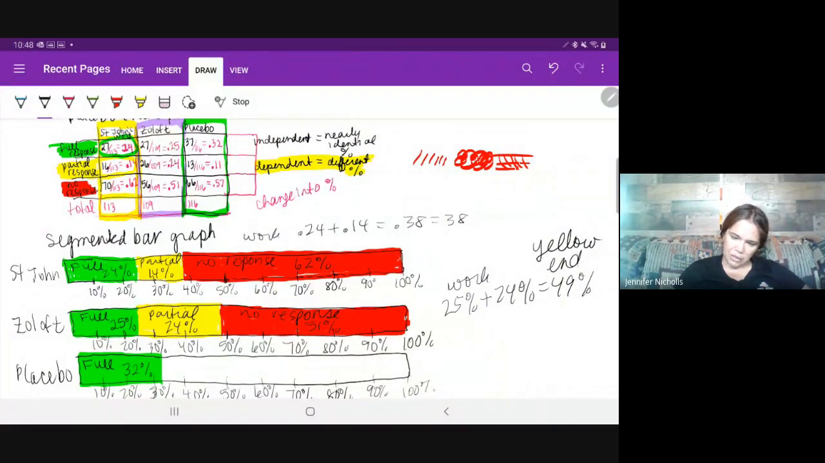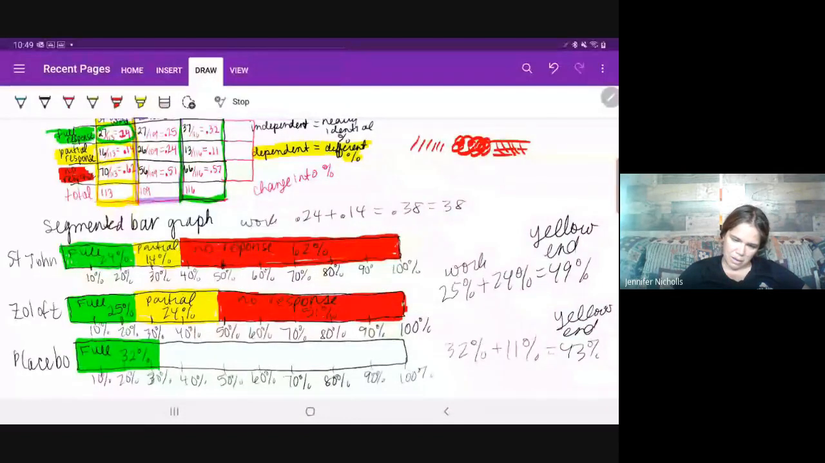Okay, so what am I going to add to 32 for my bottom one? 11. Okay, I agree. So that's what, 43%? This is the yellow end for this one. Okay, so 43% is my yellow end. It's kind of complicated, but valuable. So you guys just remember it's valuable.